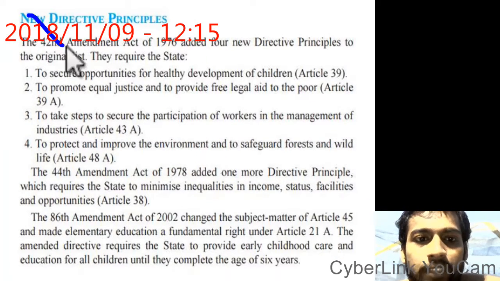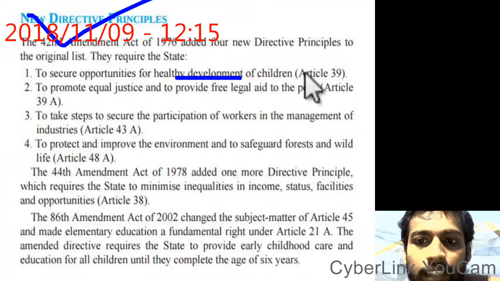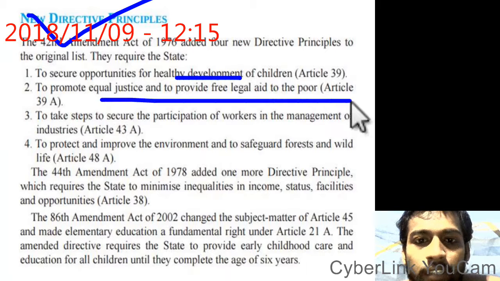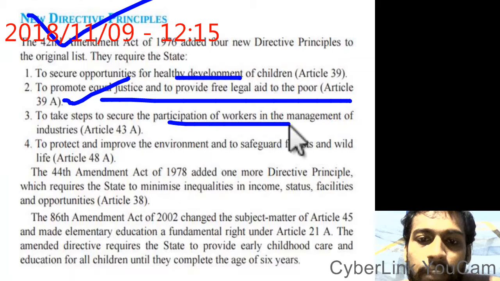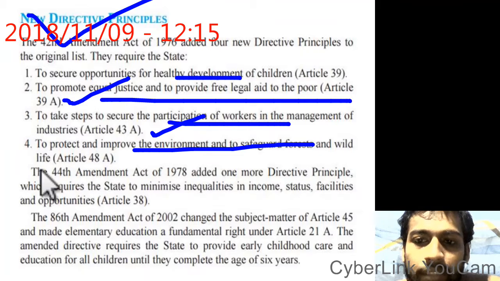So the new directive principles are: Article 39, to secure opportunities for healthy development of children; Article 39A, to promote equal justice and free legal aid to the poor; Article 43A, to take steps to secure participation of workers in the management of industry; and Article 48A, to protect and improve the environment and safeguard wildlife.